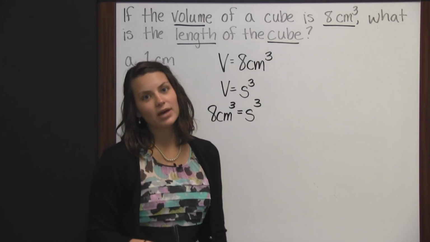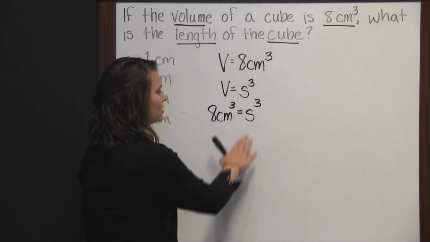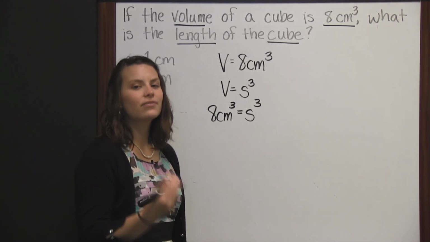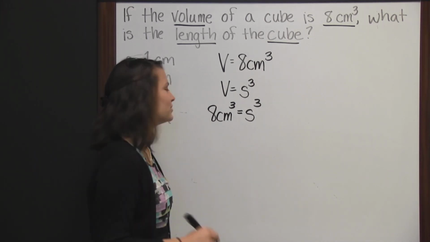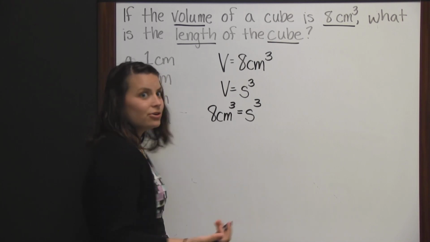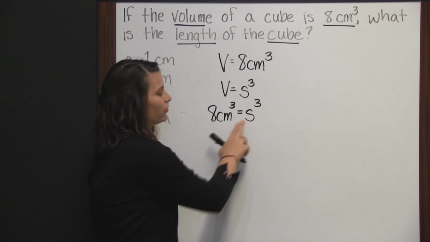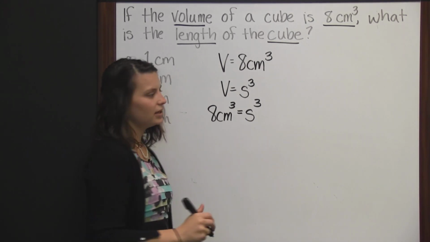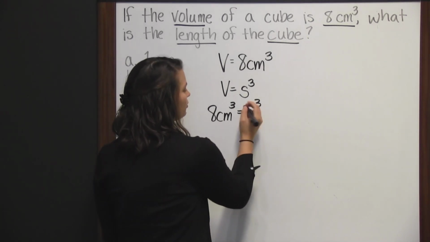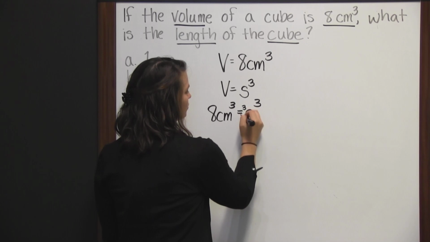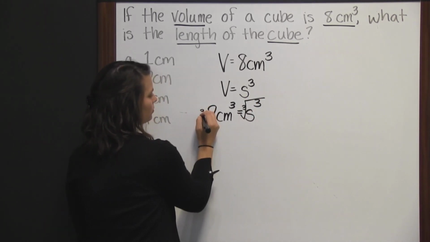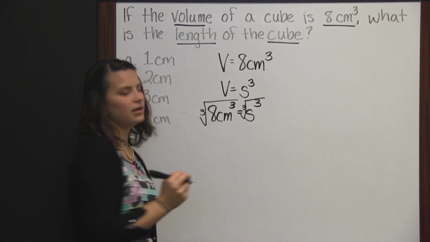It's the same as the width and the height, which is why we just use an S instead of length times width times height. But how do we solve? So we have side cubed. If we want to solve for side, then we need to do the opposite of cubing, which is to cube root. So take the cube root of both sides.